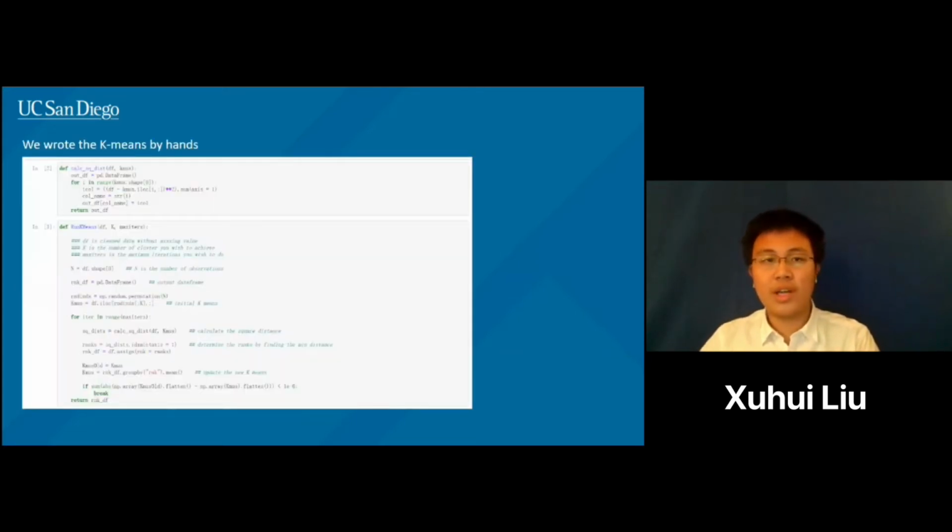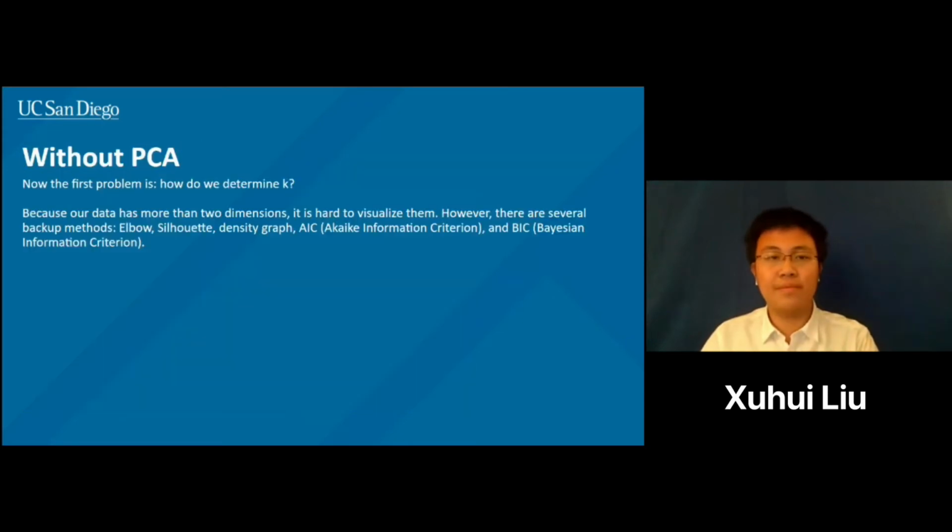Then we wrote our k-means by hand. In the method run k-means, we input a data frame, the number of clusters we wish to achieve, and the maximum iterations we need to do. Then it will produce a new data frame with a column of the cluster. And then we're going to investigate how to determine the K.